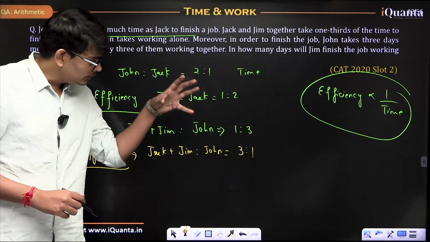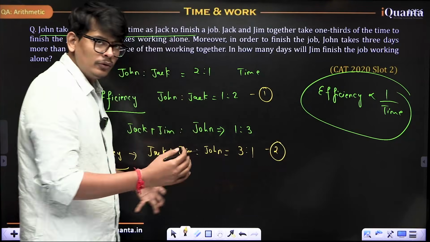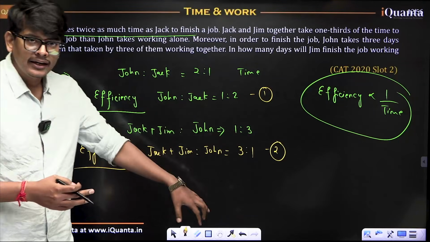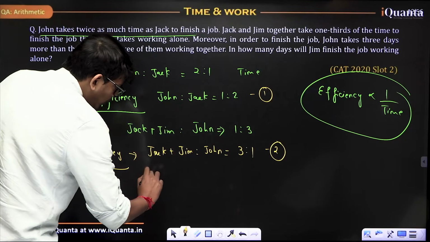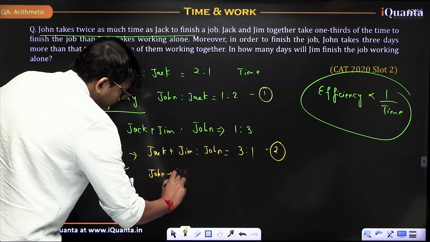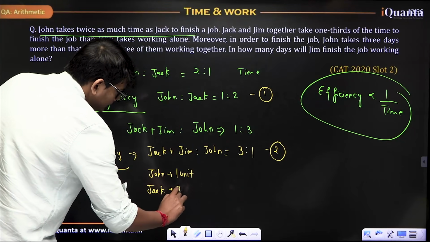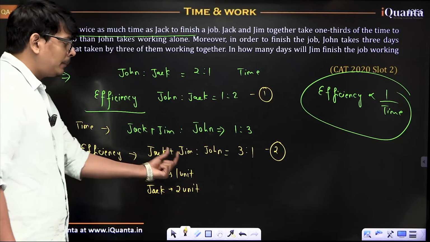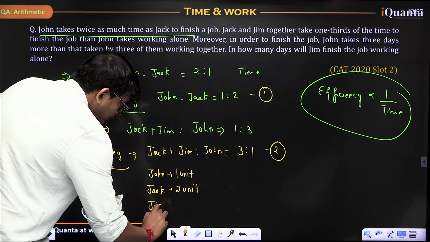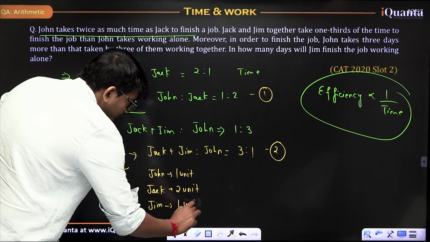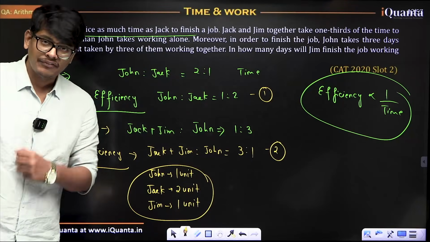Now if you use merging of ratios easily, you can easily connect. If you see John is 1, here John is also 1. So if I say John is doing 1 unit of work, Jack will be doing 2 units of work, and Jack plus Jim is doing 3 units of work. So Jim will be doing 1 unit of work. Okay? So we got a relation between these 3 people in terms of their efficiency.